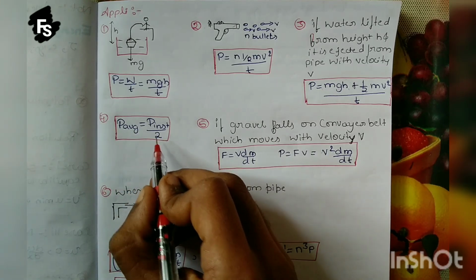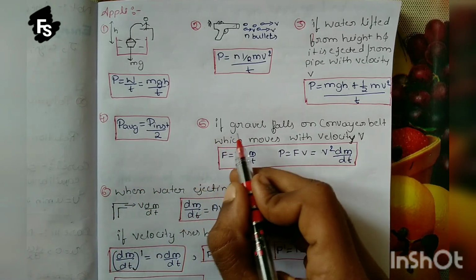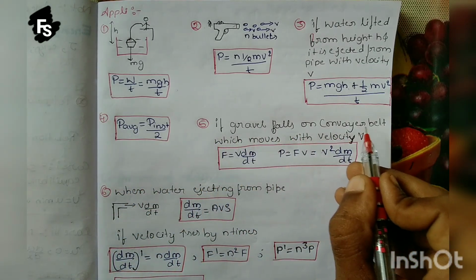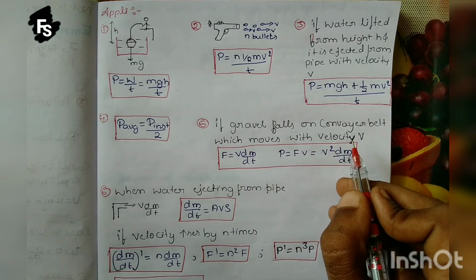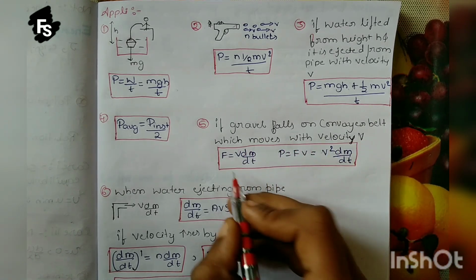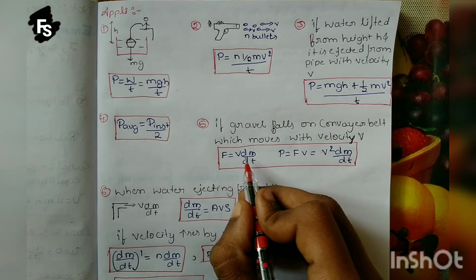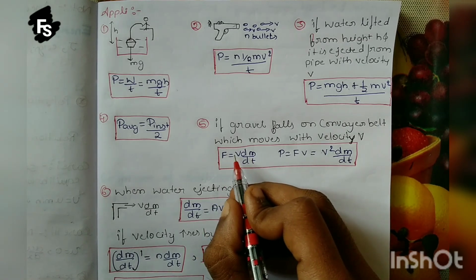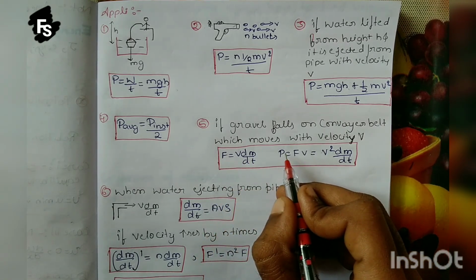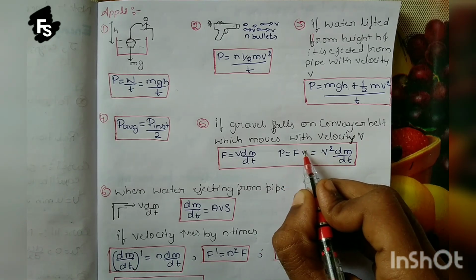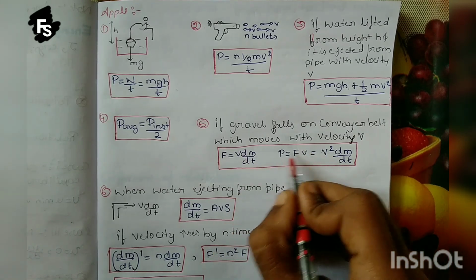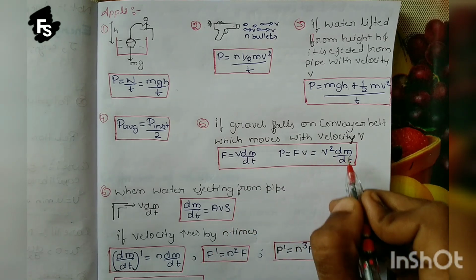Average power is equal to instantaneous power by 2. Then the fifth application: if gravel falls on a conveyor belt which moves with velocity v, what is the power? Here force is equal to v dm by dt. Am I right? Force is equal to v dm by dt. Another formula for power is F into v. Here force is v dm by dt, so power is v square dm by dt.